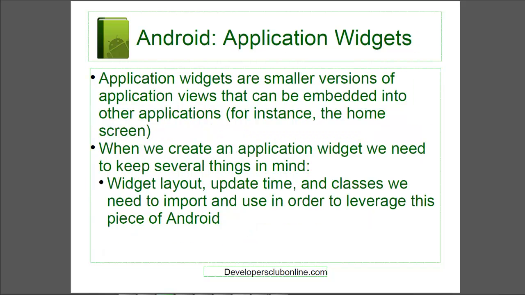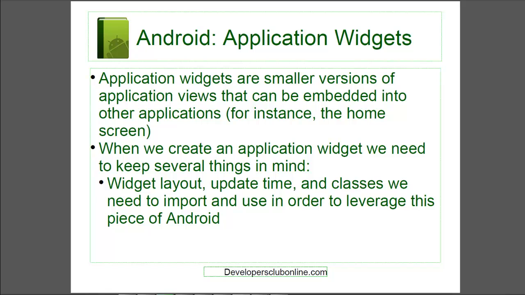To continue on our Android journey, we're going to learn about application widgets. These are small views that we place on the screen, things like the music application. When you hold down on the home screen and all those widgets pop up, someone had to make those. They're basically smaller, more compact versions of the applications that we use. However, they can be embedded into other applications. For instance, the home screen is a very popular place to embed them.